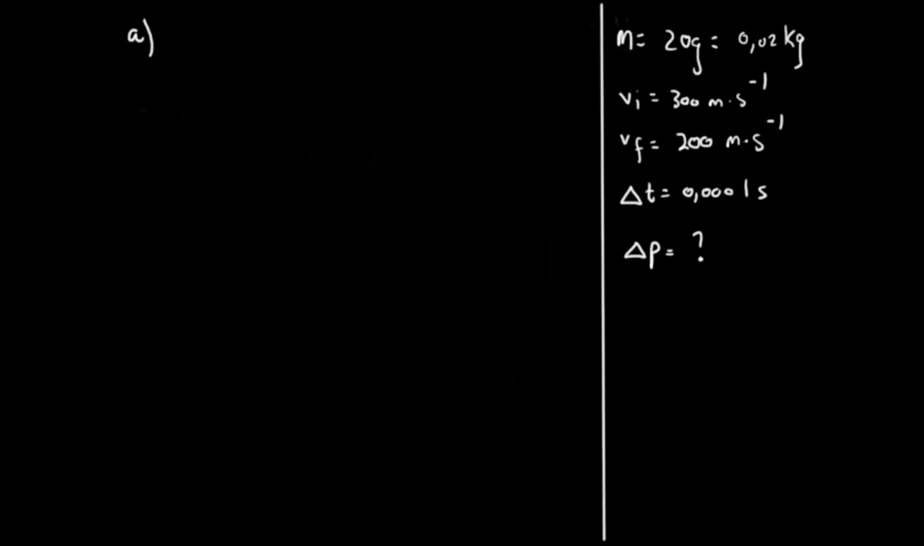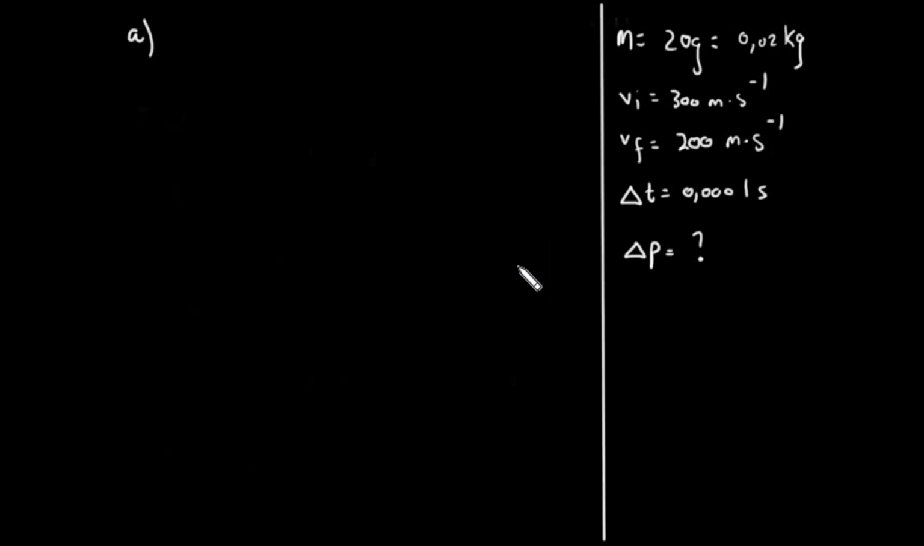Okay, so I hope this is how you approach the question, by firstly, on the right hand side of your page, writing down what you have been given. The mass of the bullet, 20 grams, converting that into 0.02 kilograms. Vi is 300 meters per second. Vf was 200 meters per second. Delta t was 0.0001 seconds. And we need to calculate the impulse and change in momentum.